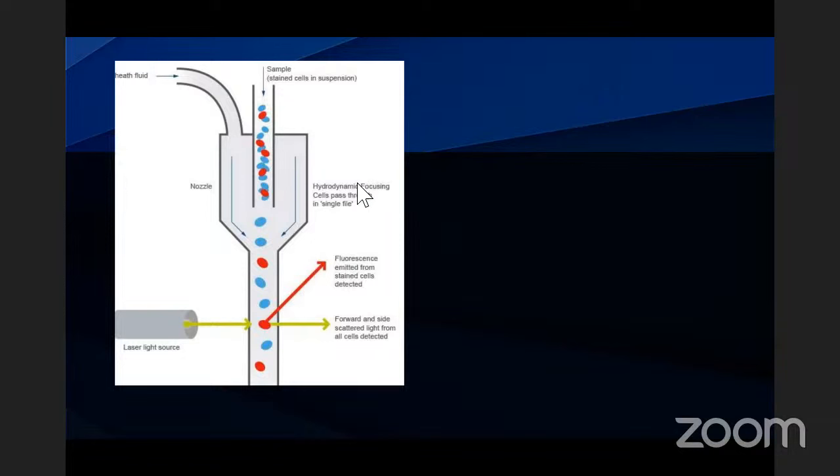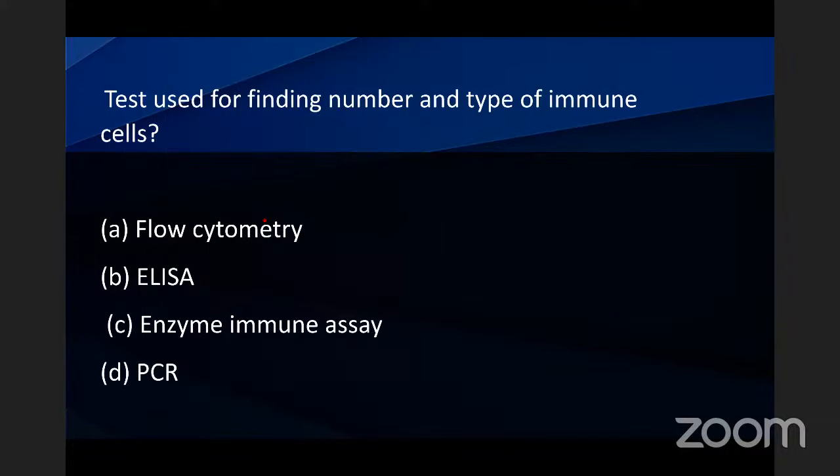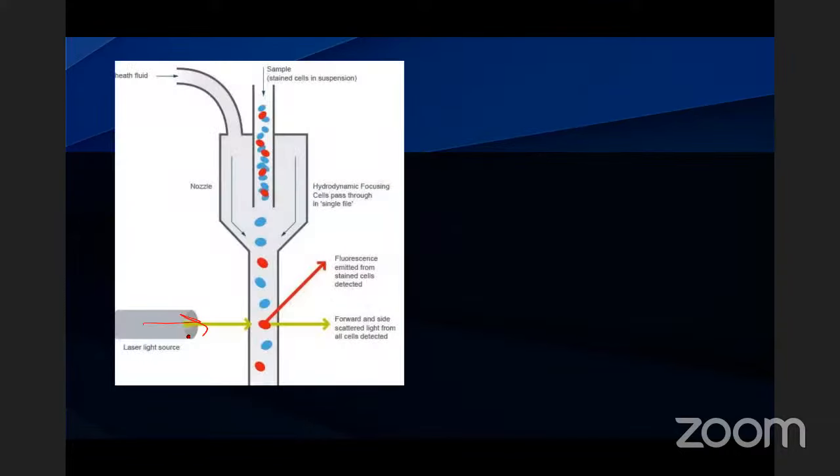Very good, Santosh and Shashwat. You're the first ones to answer. Yes, this is flow cytometry. Good, Moonlight. So remember, whenever the cells pass in one flow, single flow, what happens is the light falls on it and the light gets scattered in two directions.